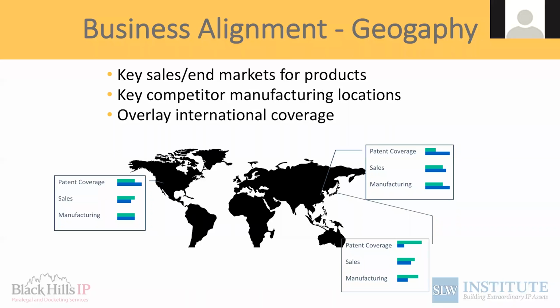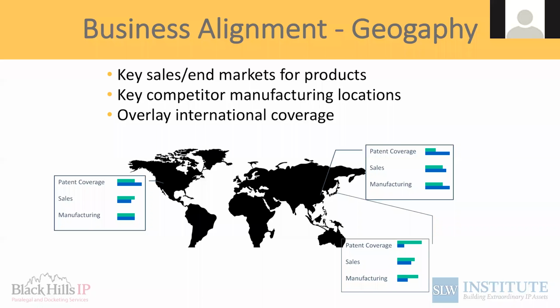The analysis here is not terribly complex. Essentially, you want to identify markets for products, so sales markets, and the size of those markets, and overlay filings that are mapped to those products in those countries. So if I've got my filings in the US and I've got my filings in China and I've got my filings in Japan, I can overlay those with sales in those various markets to see if there's a good correlation.